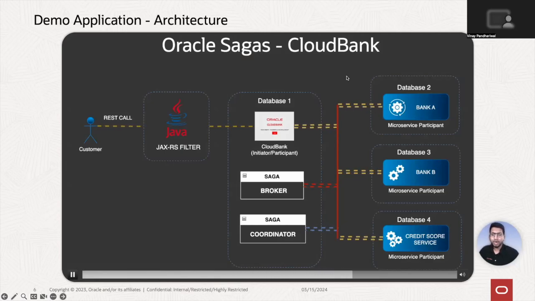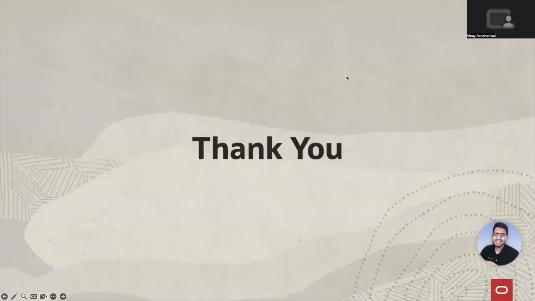In conclusion, Oracle Sagas represent a significant leap forward in distributed transaction management, offering a resilient, efficient, and scalable solution well suited for the complexities of modern microservices architecture. They provide a robust alternative to traditional methods, empowering systems with the agility needed to thrive in today's dynamic and interconnected digital landscape.